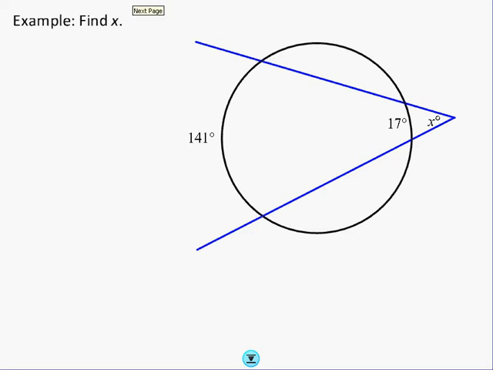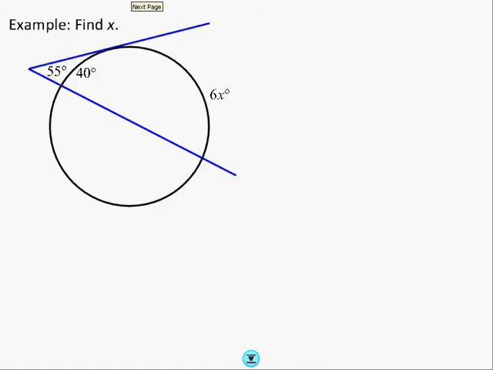Okay, again, we're talking angles, and we have an intersection outside the circle. So before anything else, you need to think that the measure of the angle is 1/2 big minus small. The measure of the angle equals 1/2 the measure of the big arc, 141, minus the measure of the small arc, 17. 141 minus 17 is 124. Half of that is 62 degrees.